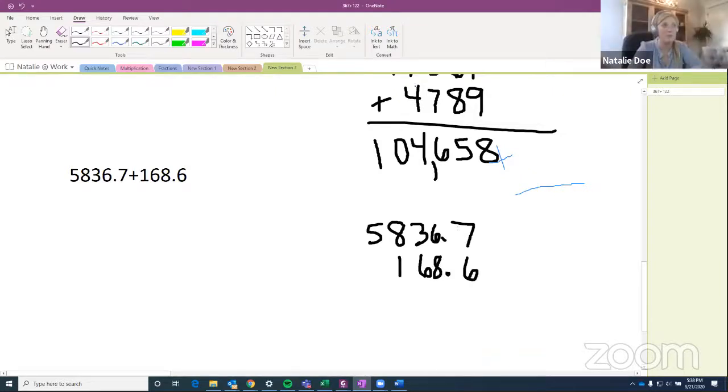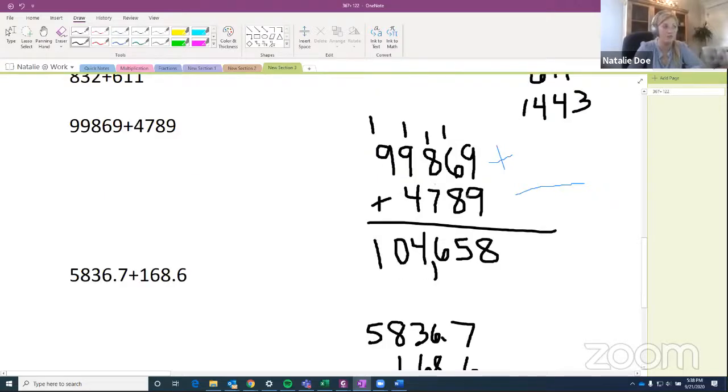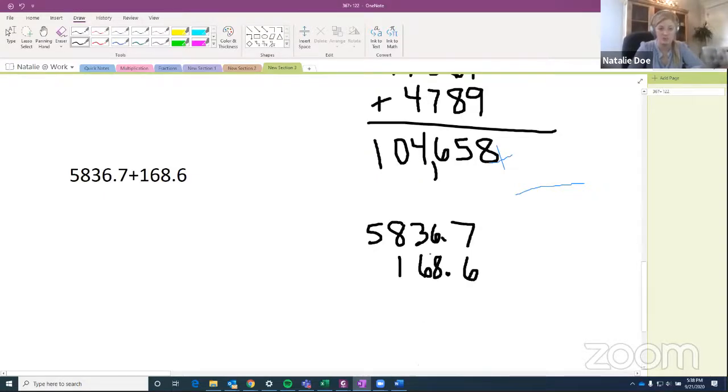So just like when we were doing up here, right? We wanted to line up the ones, we want to line up the tens, line up the hundreds. Same thing when you're doing decimals. So line up the hundreds, the tens, the ones, and line up your decimals too.